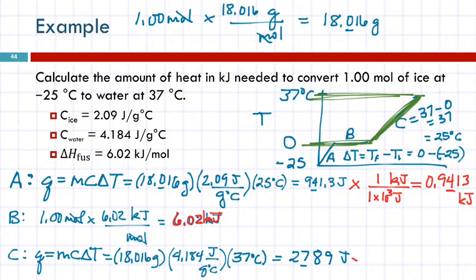And then this one, I need to do that same conversion. 1 kilojoule per 1 times 10 to the third joules. And so this is going to end up 2.789 kilojoules with the 7 underlined.